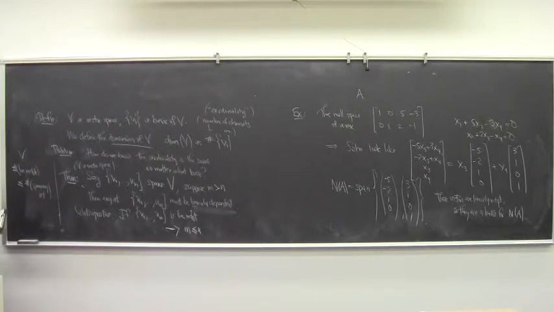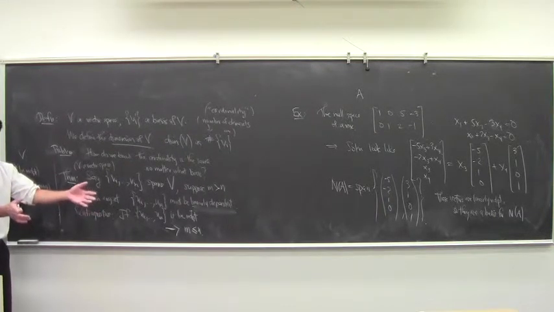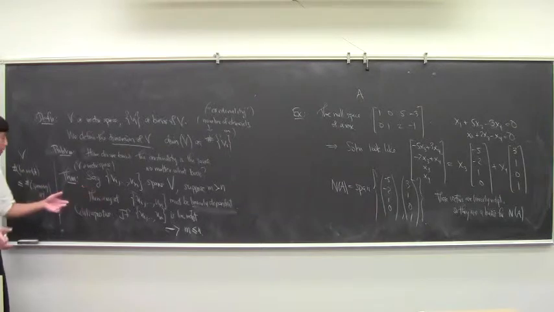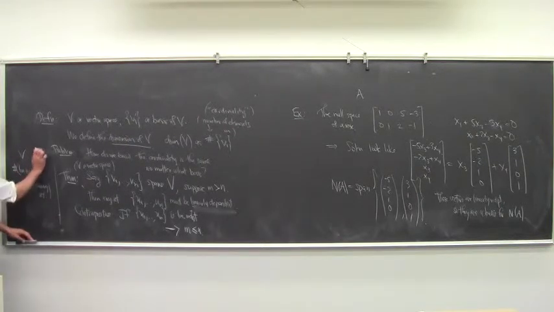Sorry, what do you mean by cardinality? The number of elements. Okay. So if somebody has a linearly independent set of vectors, and somebody has a spanning set of vectors that span the space, well, this theorem tells you that the first set has fewer elements. Right? The number of elements in the linearly independent set is going to be smaller than the number of elements in the spanning set.